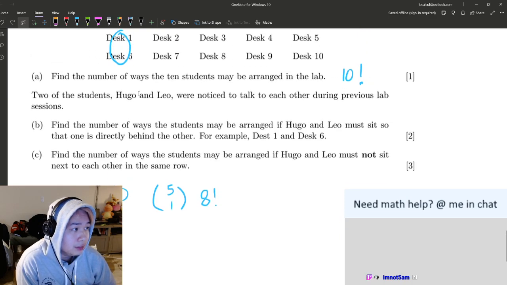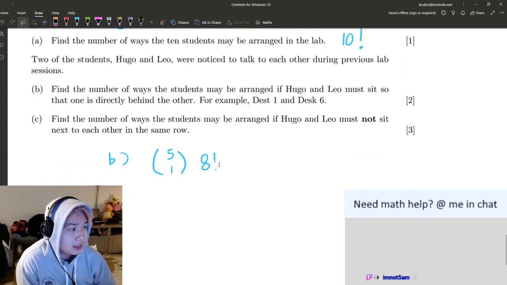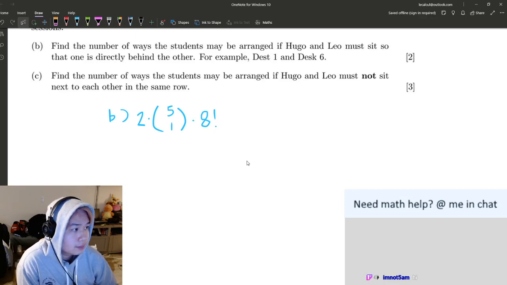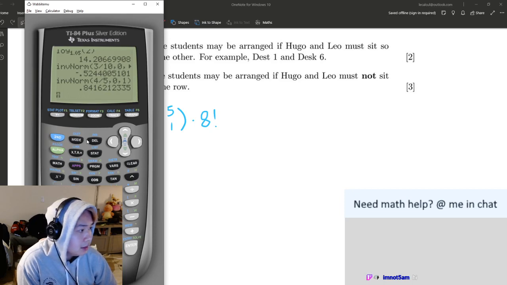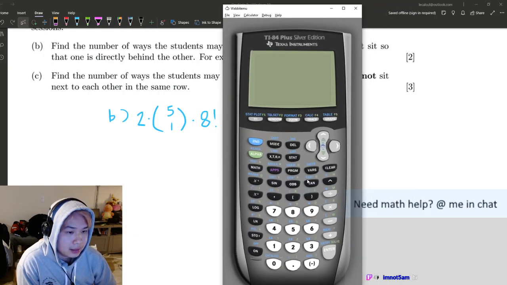Also, you need to consider who's sitting in front. Is it Hugo in front or Leo? So each one of these combinations has 2 options depending on who sits in the front. So we also need to multiply this by 2. So hopefully this is correct. But like I said, I'm a little tired today, and combinatorics can get kind of complicated sometimes. Okay, so 2 times 5 times 8 factorial.